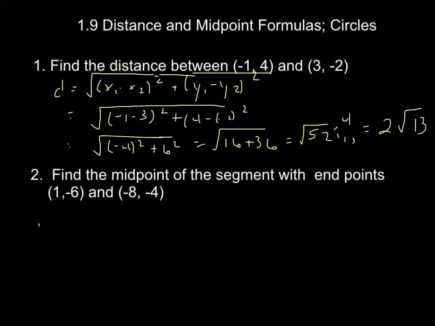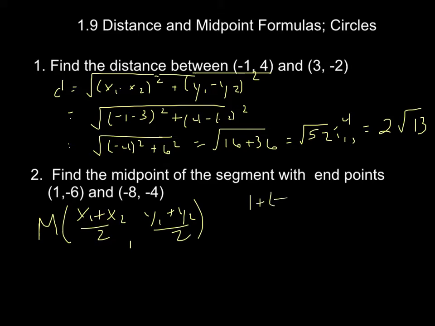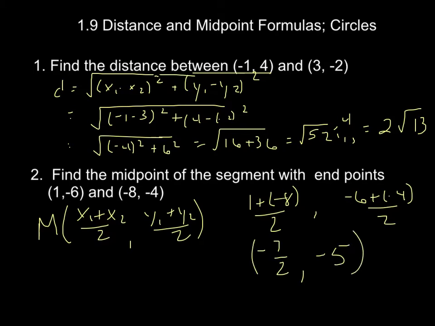Midpoints. Find the midpoint between those. Well, the midpoint is basically just the average x value and the average y value. So we have 1 plus -8 divided by 2, and we'd have -6 plus -4 divided by 2. That's going to give me -7/2, and -10 divided by 2, which is -5.